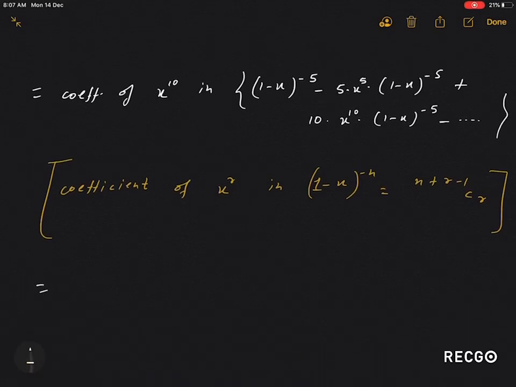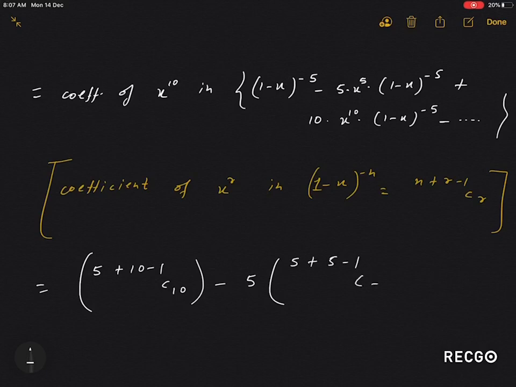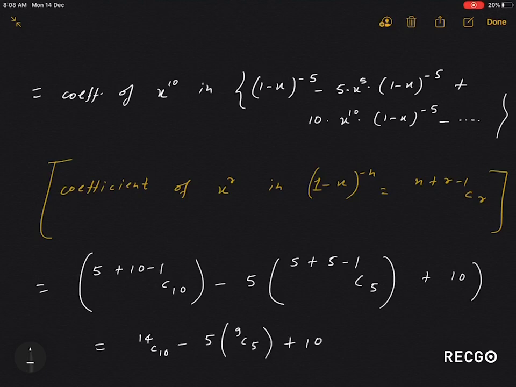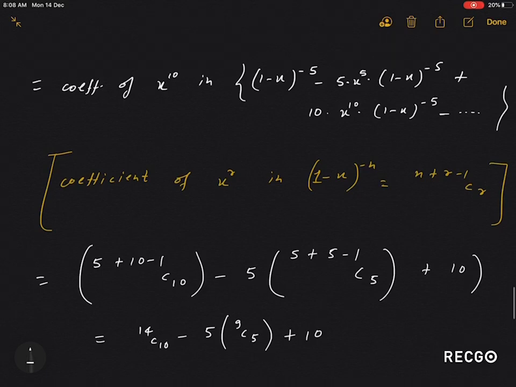So from the first term, the coefficient of x to the power 10 is equal to 5 plus 10 minus 1 c10. From the second term, we have to get only x to the power 5 because x to the power 5 is already there, so 5 plus 5 minus 1 c5. And from the third term, x to the power 10 is already there, so I'm getting just the constant term, that is 10. That is equal to 14c10 minus 5 times 9c5 plus 10. So this is the number of ways of distributing 10 identical red balls among children so that no child is getting more than 4 balls.